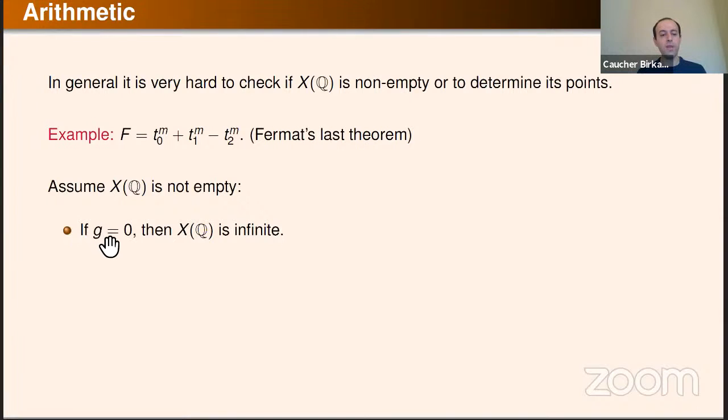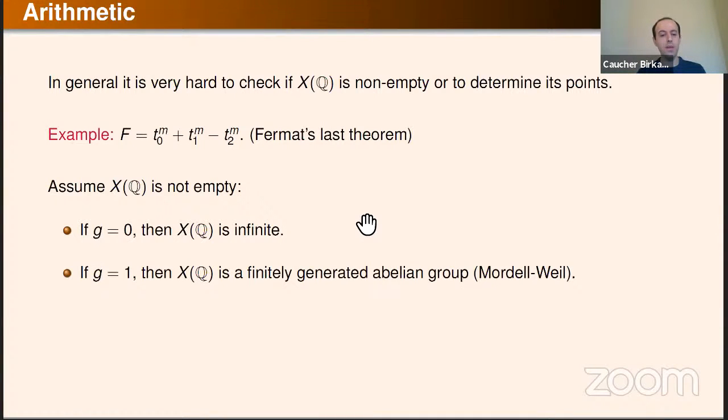In general, if the g-index is equal to 0, in other words, if there is no hole in the space, then X(Q) is infinite. So if you have one point, you have, in fact, infinitely many. But if the g-index is equal to 1, then X(Q) is a finitely generated abelian group. This is known as the Mordell-Weil theorem in number theory. So it has an interesting structure of its own. It's a finitely generated abelian group.